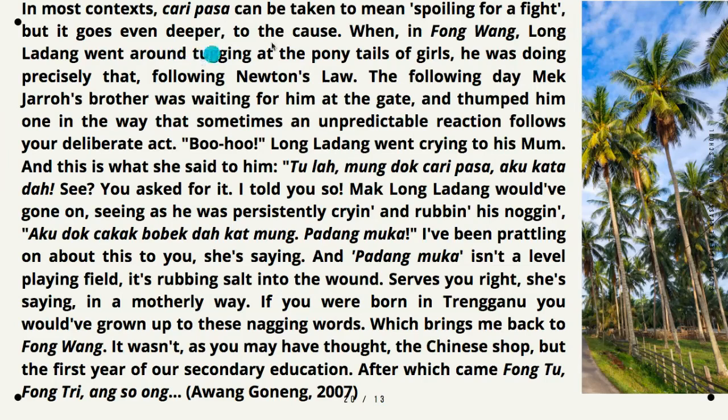I'll read it. This book was sold out. In most contexts, cari pasal can be taken to mean spoiling for a fight. But it goes even deeper to the cause. When in Fong Wang, Long Ladang went around tugging at the ponytails of girls, he was doing precisely that, following Newton's law. The following day, Mac Jaro's brother was waiting for him at the gate and thumped him one, the way that sometimes an unpredictable reaction follows your deliberate act. Boo-hoo, Long Ladang went crying to his mum. And this is what she said to him. Tulah mung dok cari pasal aku kata dah. See, you asked for it.